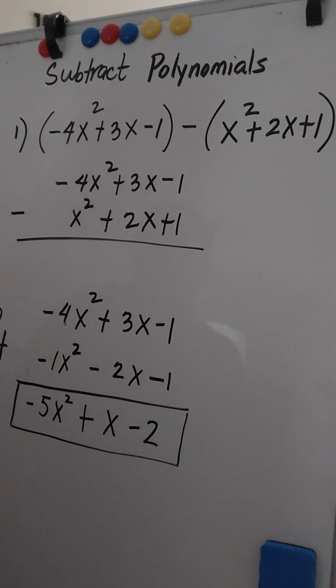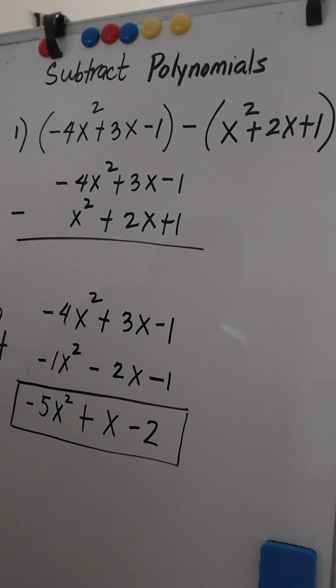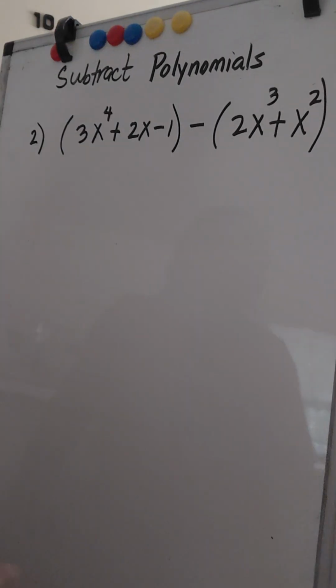So this is the difference of these two given polynomials. Let's have number 2. Number 2, you have the quantity of 3x to the 4th power plus 2x minus 1 minus the quantity of 2x cubed plus x squared. Now, in adding, I gave an example of how we arrange the degree of polynomials. So we look at the exponent from highest to lowest.